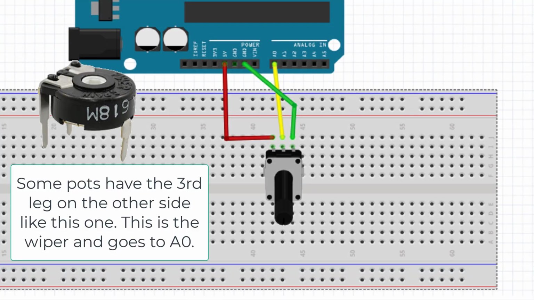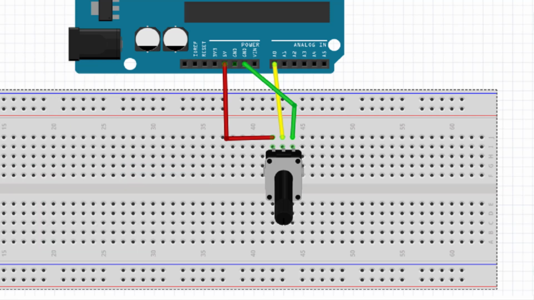So the circuit's really simple. We just have our potentiometer, the center pin connected to pin A0, and then one side at 5 volts, the other side at ground. So that's all there is to it, guys.